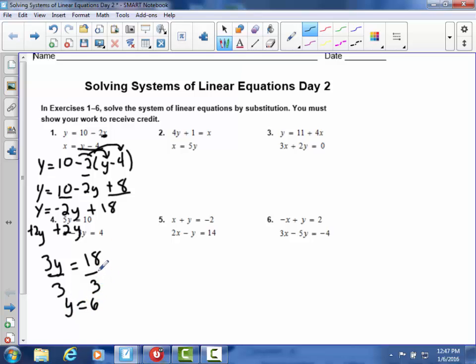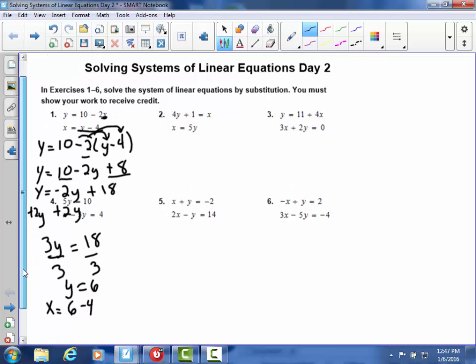Now I have y, now I have to go back and find x. I can substitute into either equation, but since this one says x equals, I'm going to choose that one. So x equals y, which is 6, minus 4, or we can simply say x equals 2. And so my answer here is 2, 6.